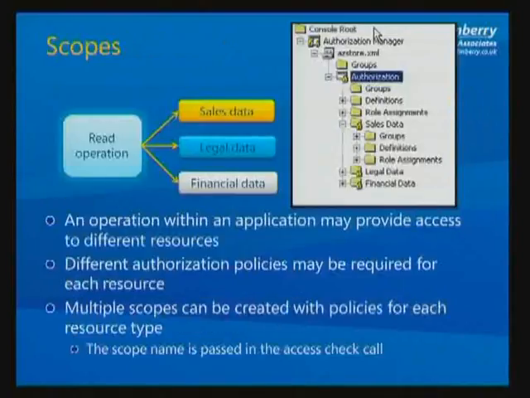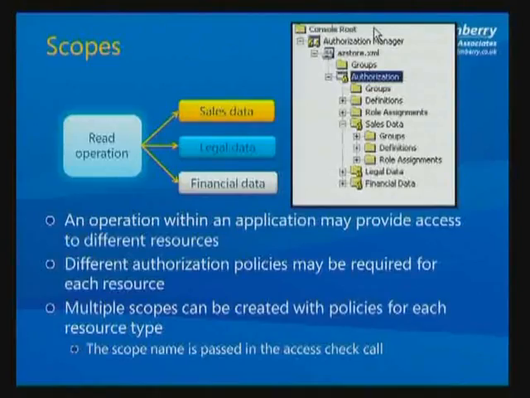We've also got the capability of doing scopes. Basically, you could have a read operation which has different rules associated with it depending on a scope. And that scope could be location, it could be function, it could be anything you like. So when you call into AZMan, it allows you to pass a scope across to it. And then depending on the scope name and the scope definition that's defined, you will have a different set of rules.